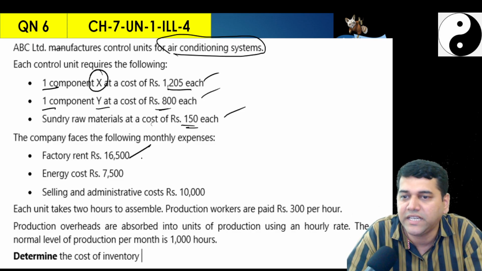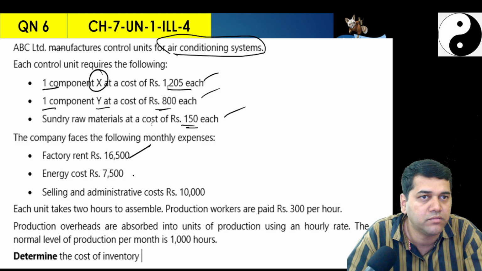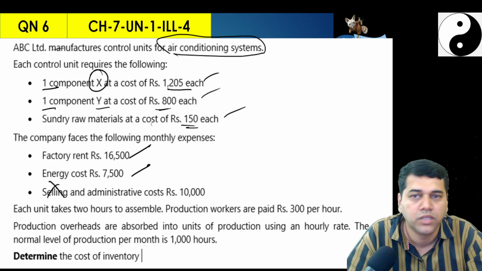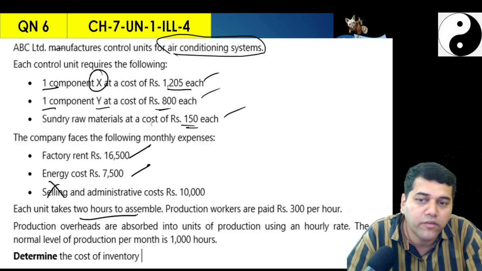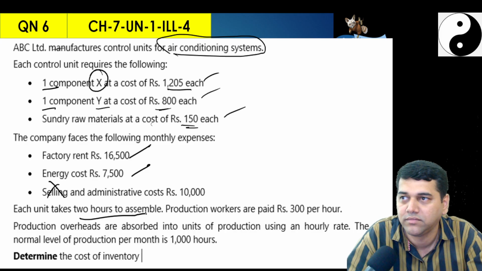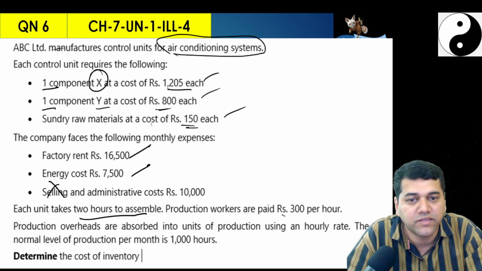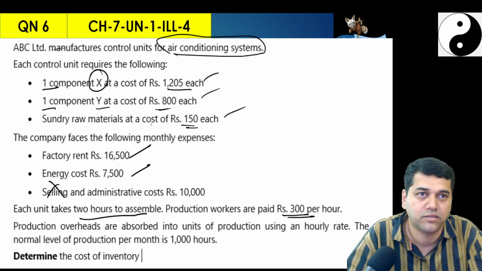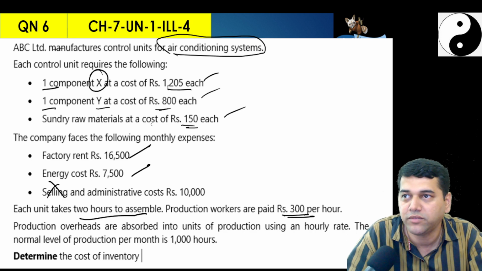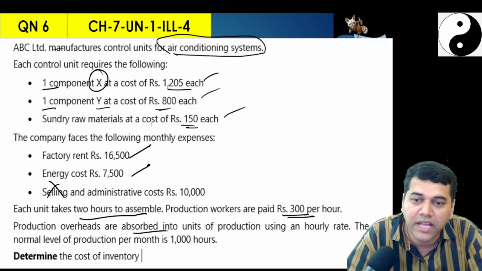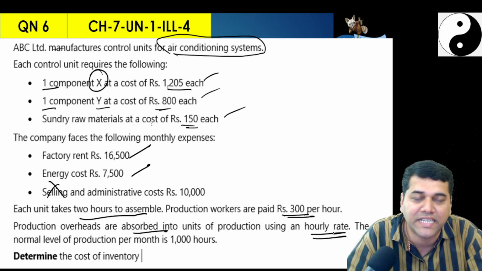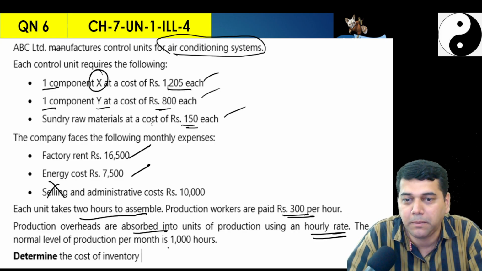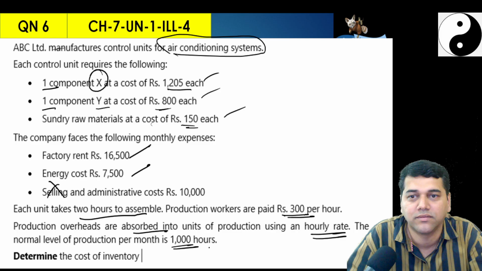Company faces factory rent, which should be part of inventory. Energy, selling, no. Each unit takes 2 hours to assemble, and the production workers are paid rupees 300 per hour. What is this? Labor hours. So you need to check how much is the labor hours. Production overheads are absorbed into units using hourly rate. The normal level of production per month is 1000 hours.